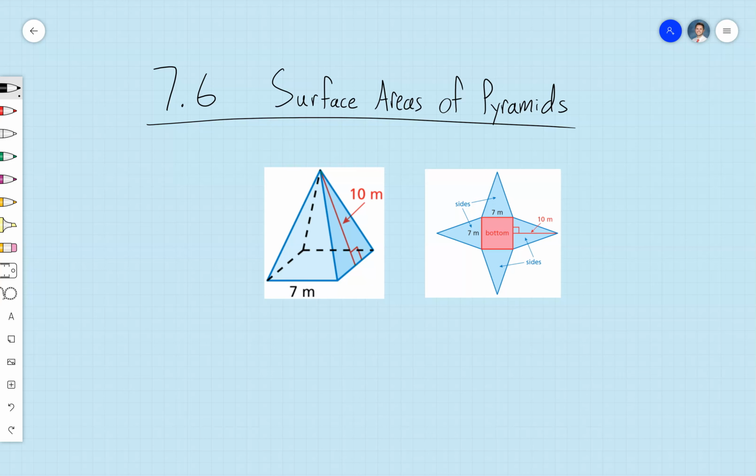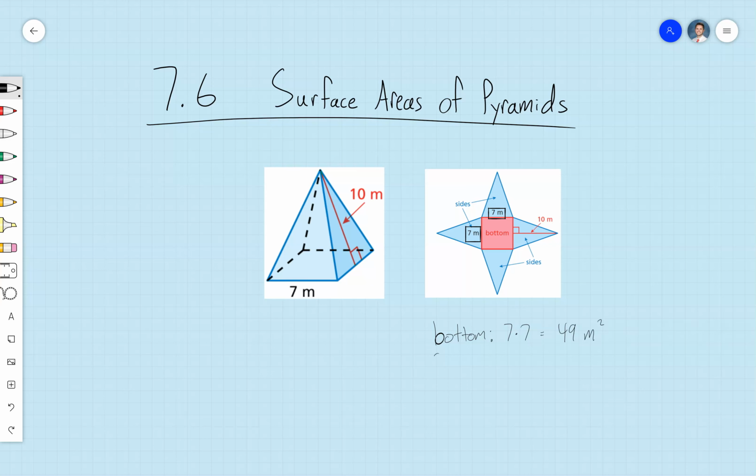So remember, our surface area will be the area of each of these 4 sides plus that bottom in red. So we can see that the bottom is a square that's 7 meters by 7 meters. So the area of the bottom here is going to be 7 times 7, which is 49 square meters.